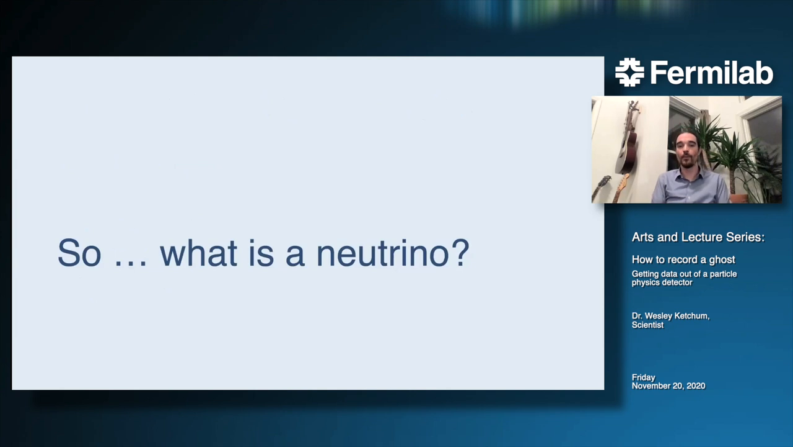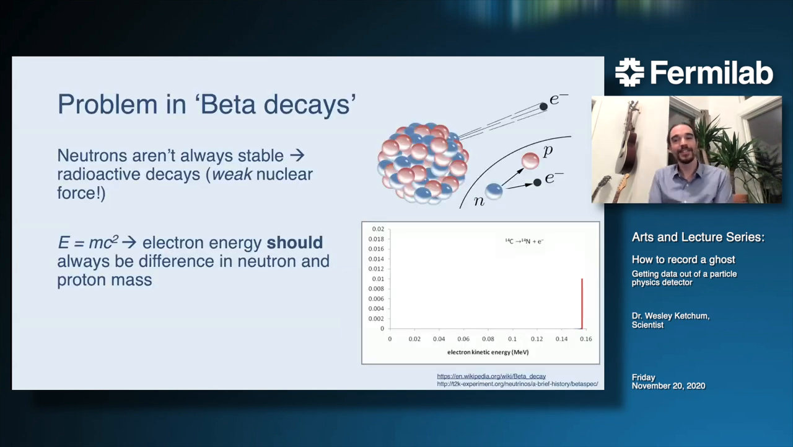Okay, so what is a neutrino? We haven't even touched on that yet. And that's what we're going to really be talking about for much of this talk. So let's do a little bit of history and go back to around the end of the 19th century and beginning of the 20th century.